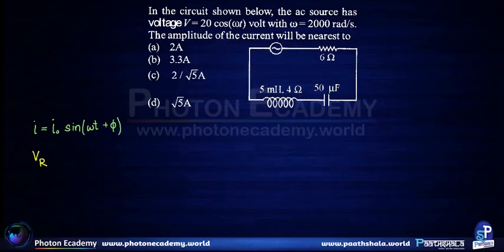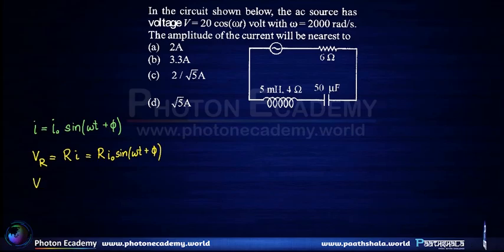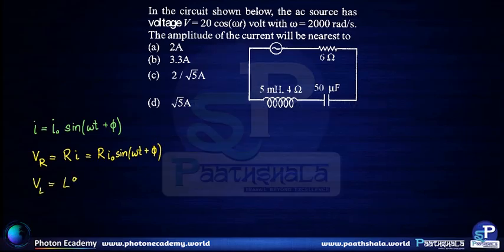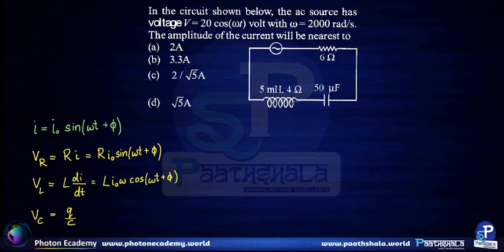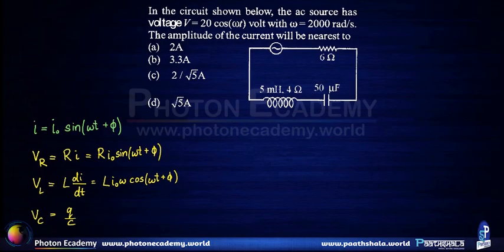The potential difference across a resistor would be equal to Ri, which is R I naught sine of omega t plus phi. The potential difference across an inductor would be L di by dt, that is L I naught omega cos of omega t plus phi. The potential difference across a capacitor would be Q divided by C, but Q is the integral of the current, so we have I naught by C omega into minus cos omega t plus phi.